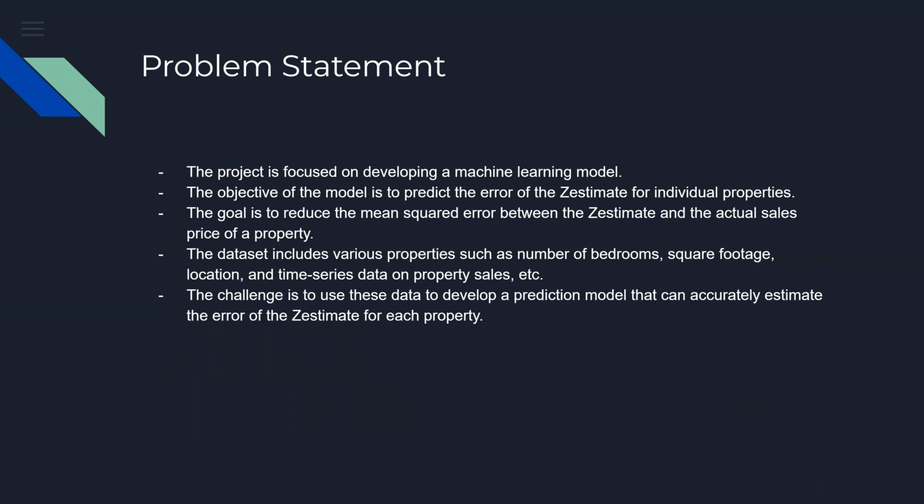Problem statement. The project is to develop a machine learning model that can predict the error of the estimate for individual properties. The objective is to reduce the mean square error between the estimate and the actual sale price of a property. The dataset includes the number of bedrooms, square footage, location, and time series data on the property sales, etc. The challenge is to use the properties to develop a prediction model that can accurately estimate the error of the estimate for each property.